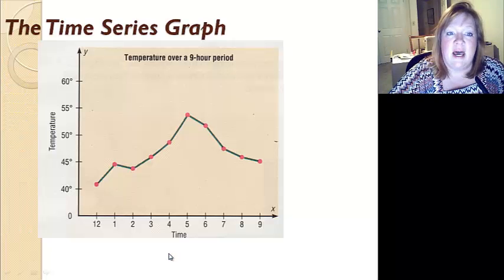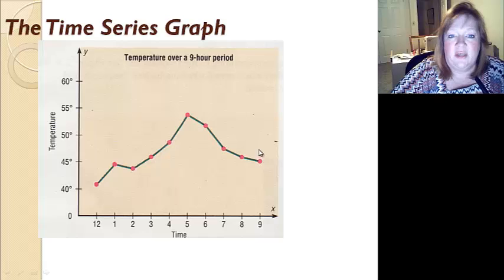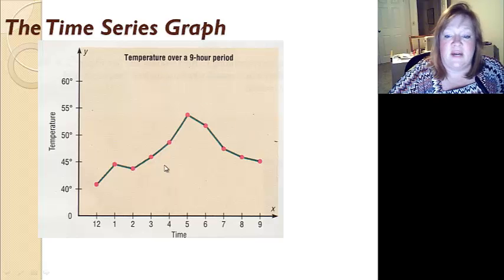Let's talk about time. Time series graph. Now this is interesting, isn't it? This is the temperature over here, the time over here, and it shows the trend. And this is like the time during the day. You can see the peak heat happens there at around 5-ish. So it's temperature over a 9-hour period.